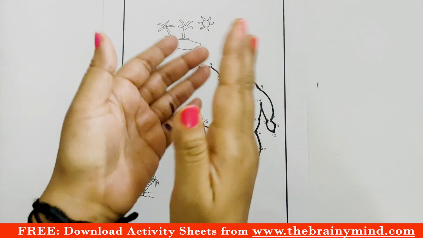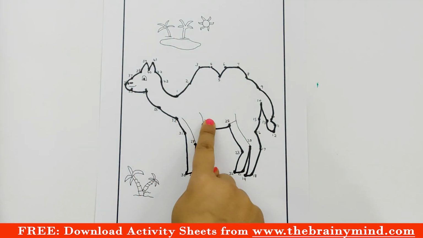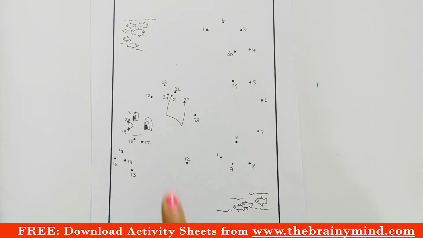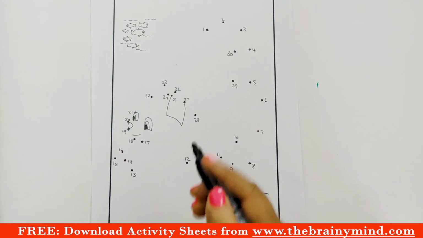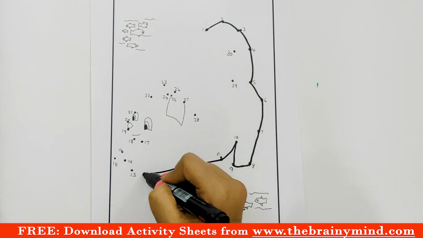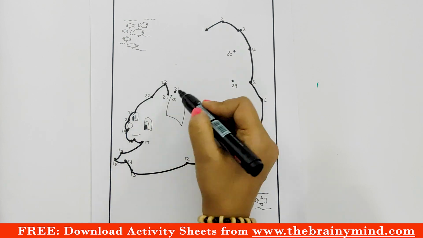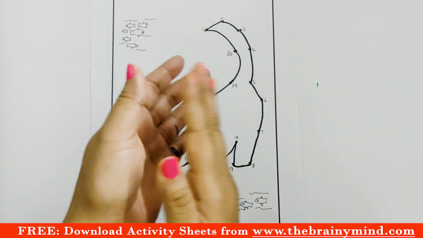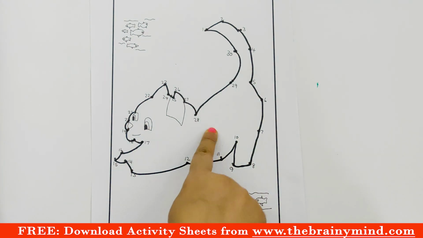Wow, it's a camel. Here I can see some fishes, two eyes, mouth and nose. Let's connect the dots and see the animal. It's a cat. Good job.